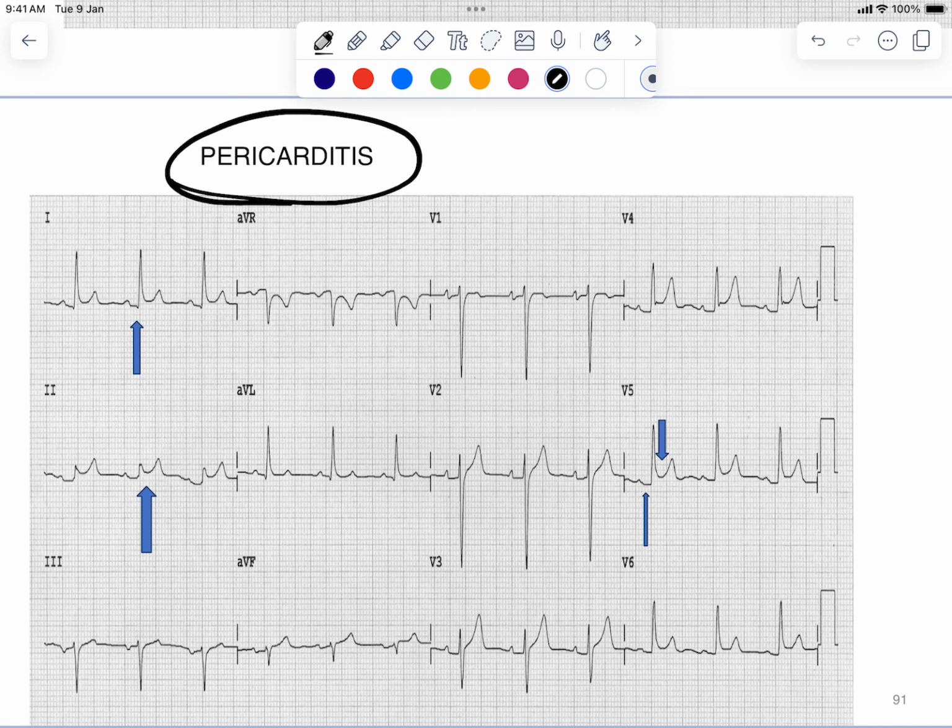So in case of acute pericarditis, it is not only ST segment elevation, you also have the presence of PR segment depression as well. But in AVR, you are having PR segment elevation. Okay, so this is the ECG suggestive of acute pericarditis, where you have the presence of ST segment depression in only AVR.